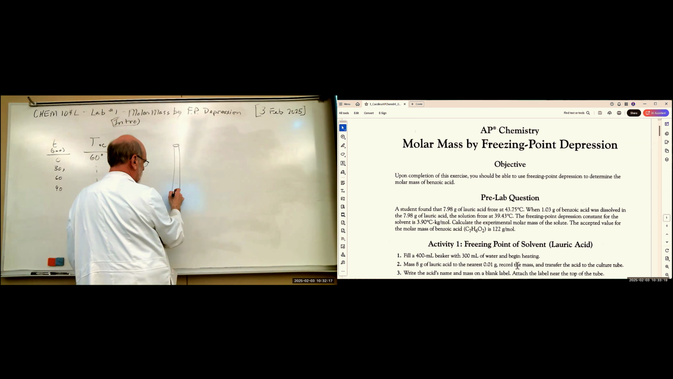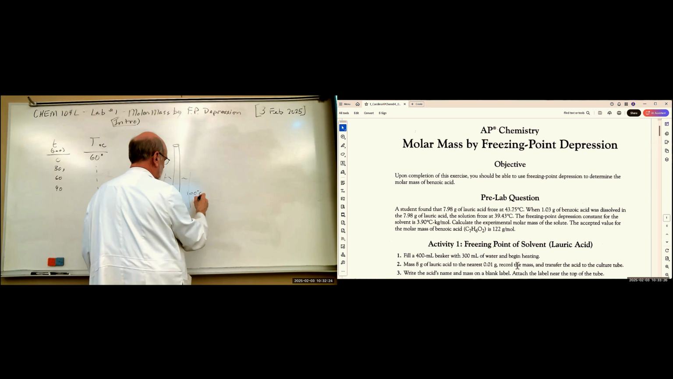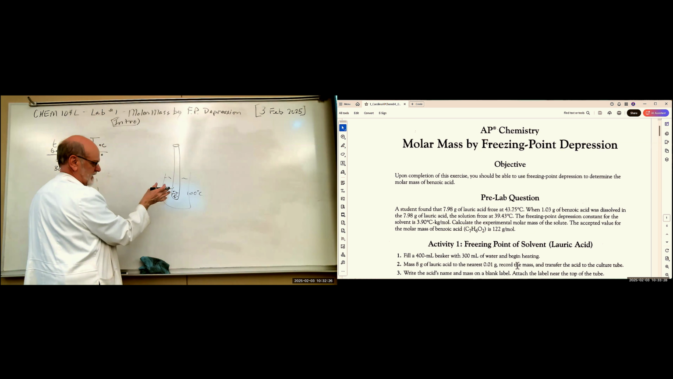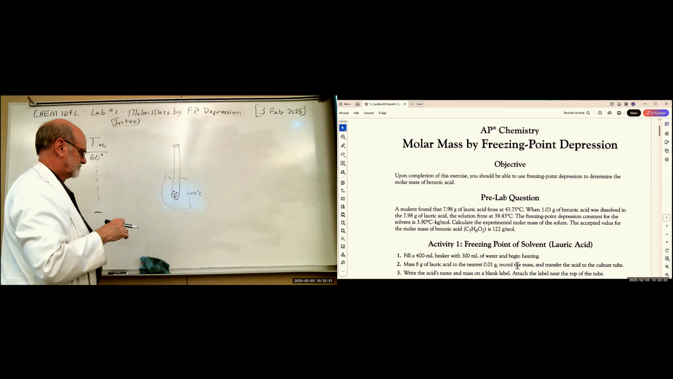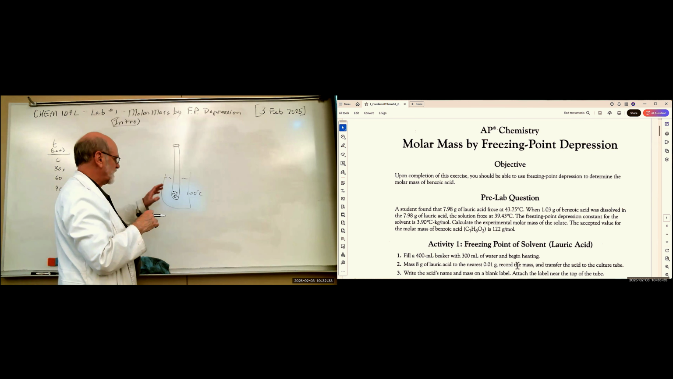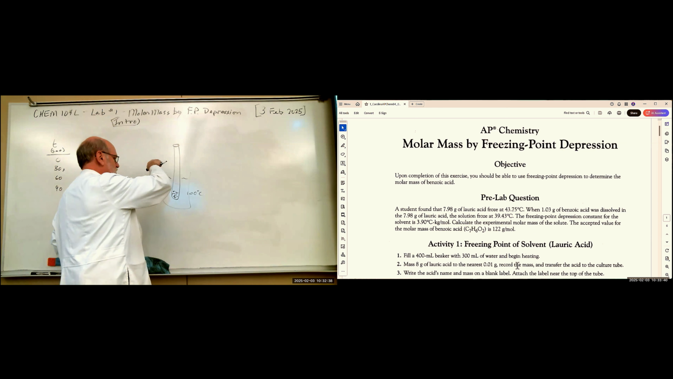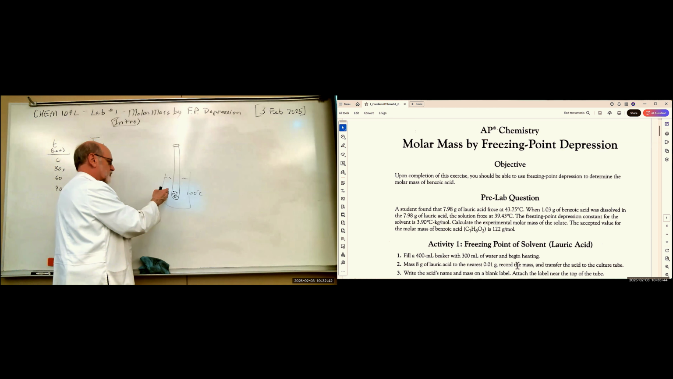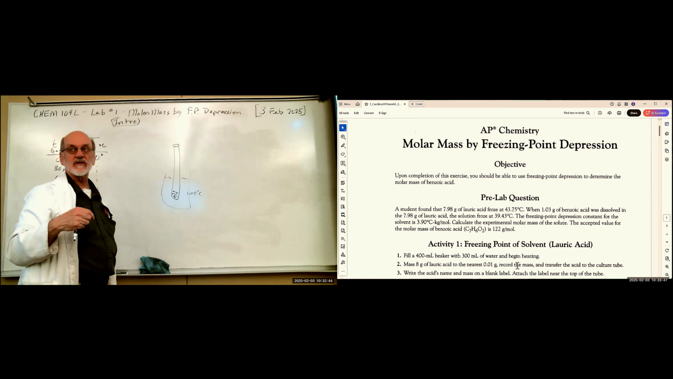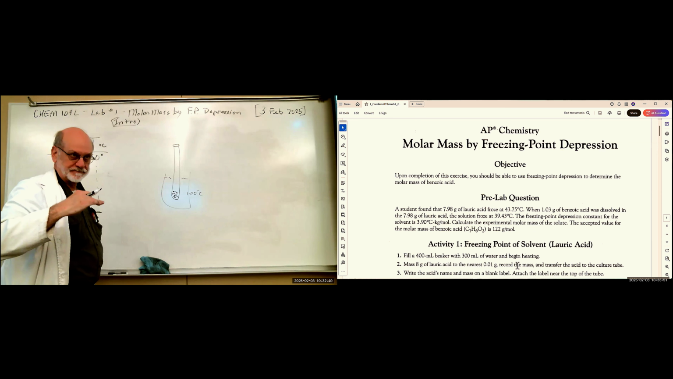You've got your material down here, and it's in boiling water, a little less than 100. But once it's liquid, you take it out and you have your thermometer in there and you keep stirring it, because you don't want a differential between cooling on the outside and the inside. And you measure the temperature as it drops.